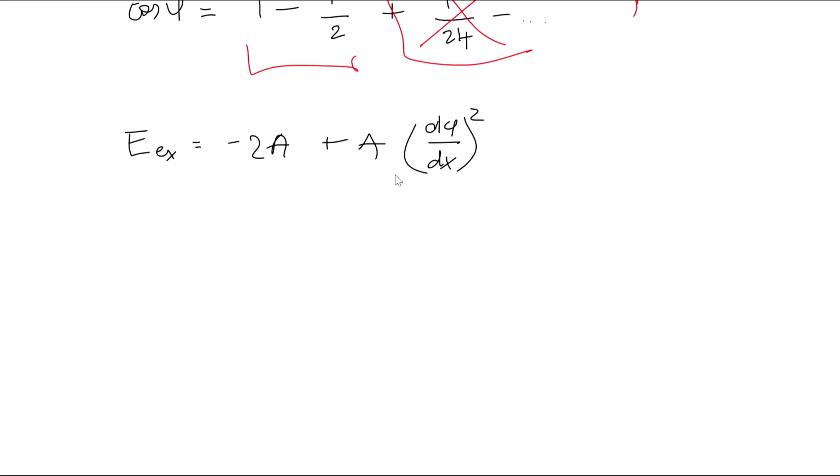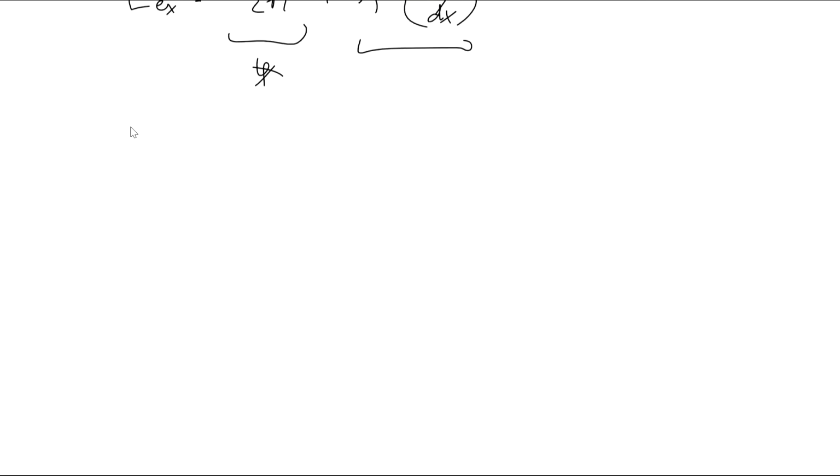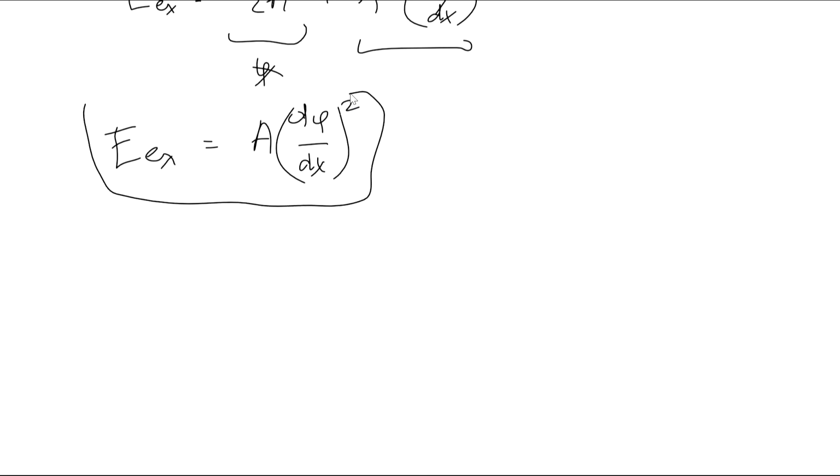Okay, so this is independent of the angle. There is no phi involved in this term. This is the angle dependent term. So we don't care about this one, we would care about that one. So the exchange energy, E exchange, would be equal to A (d phi/dx) squared. Okay, so exchange energy is one energy that defines the alignment, but there is a trade-off between two different ones.